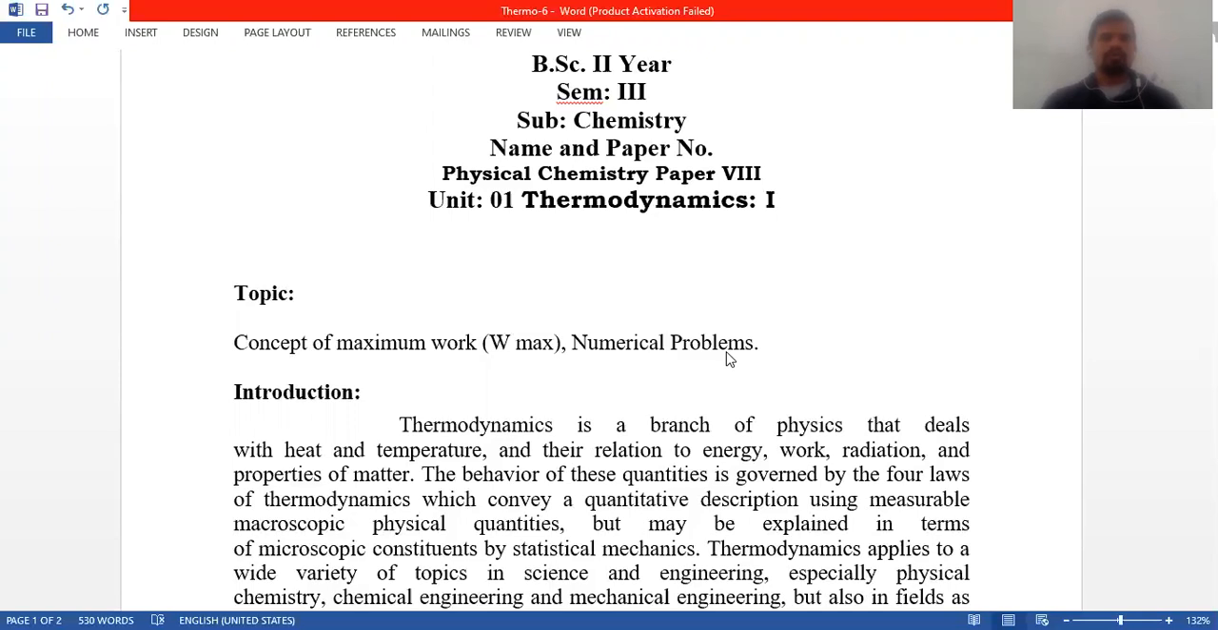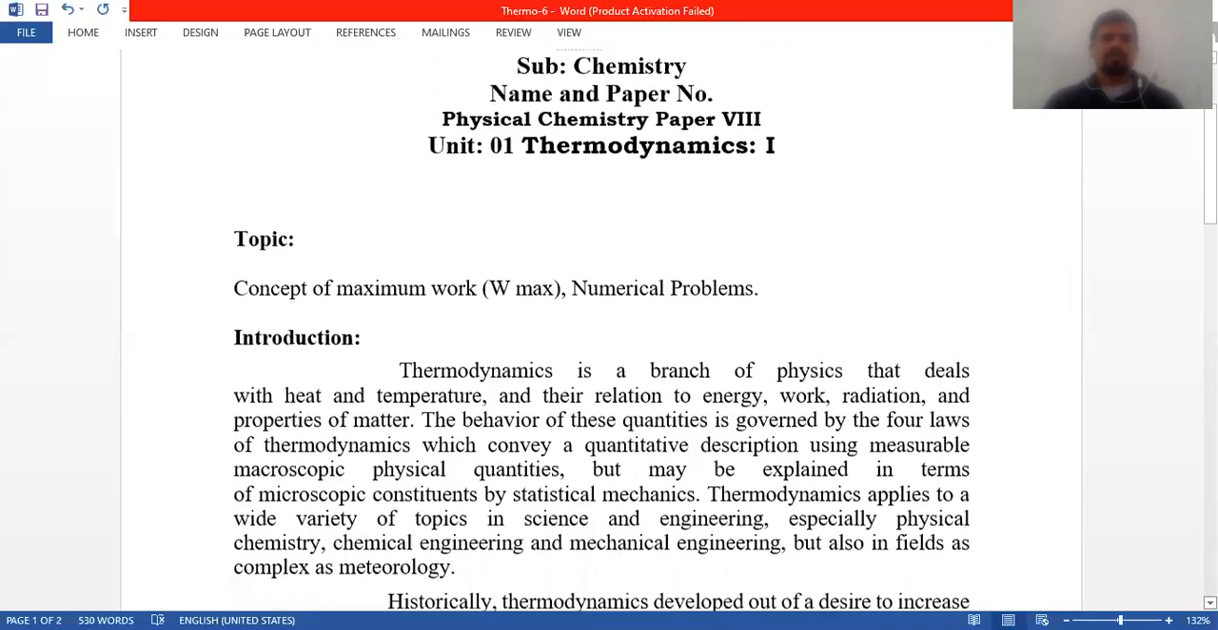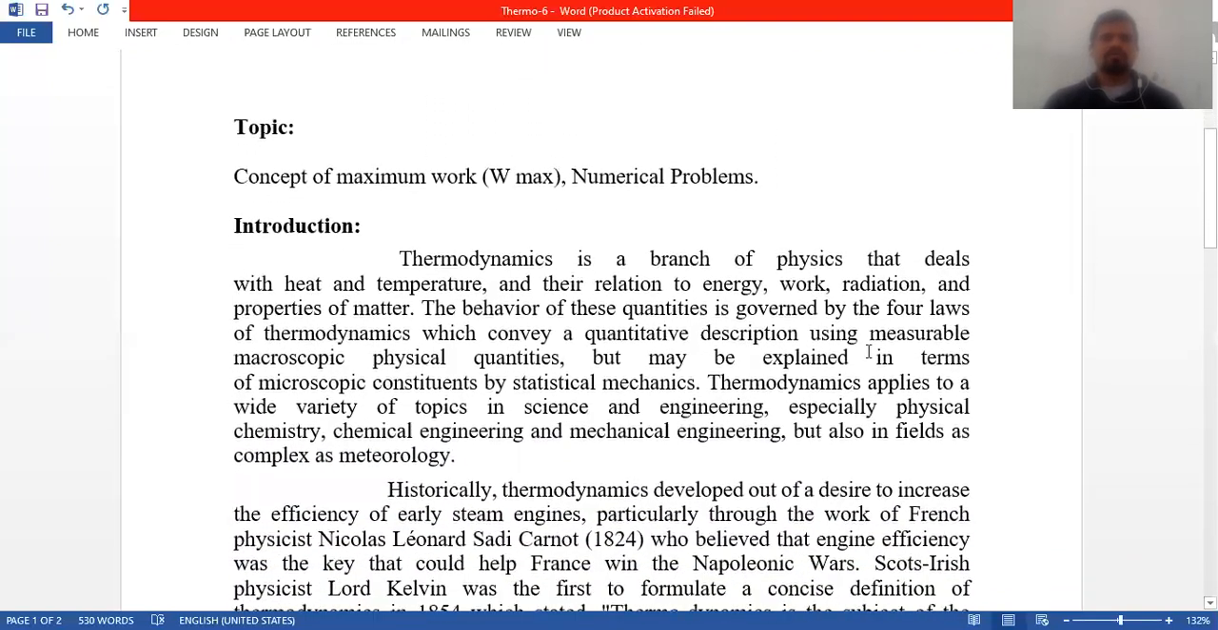So before starting the concept of the maximum work, we first have to see the introduction about thermodynamics. We have already known in the previous Google Classroom what thermodynamics is. Thermodynamics is a branch of physics that deals with heat and temperature and their relation to energy, work, radiation, and the properties of matter.